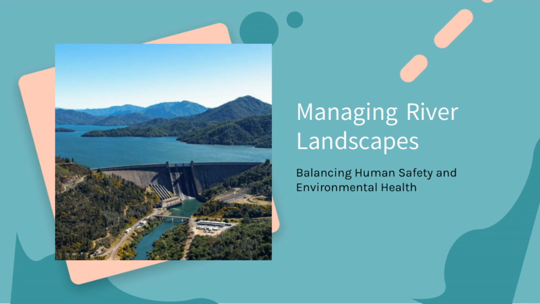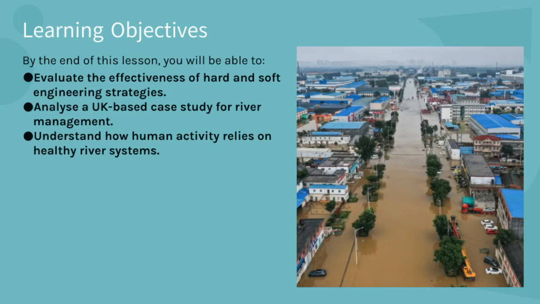Today, we will look at two main types of river management: hard engineering and soft engineering. Hard engineering means building man-made structures to control the river. Soft engineering means working with natural processes to reduce risk. By the end of the lesson, you should be able to compare these approaches and explain why the best river management often uses a combination of both. Let's begin with the learning objectives.